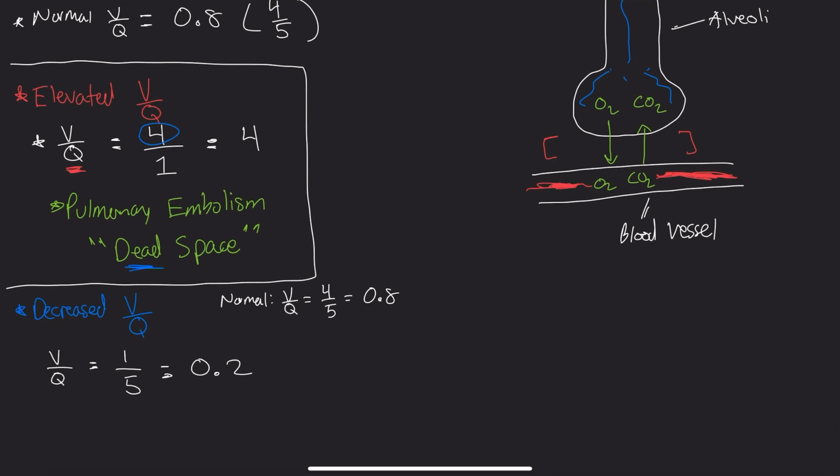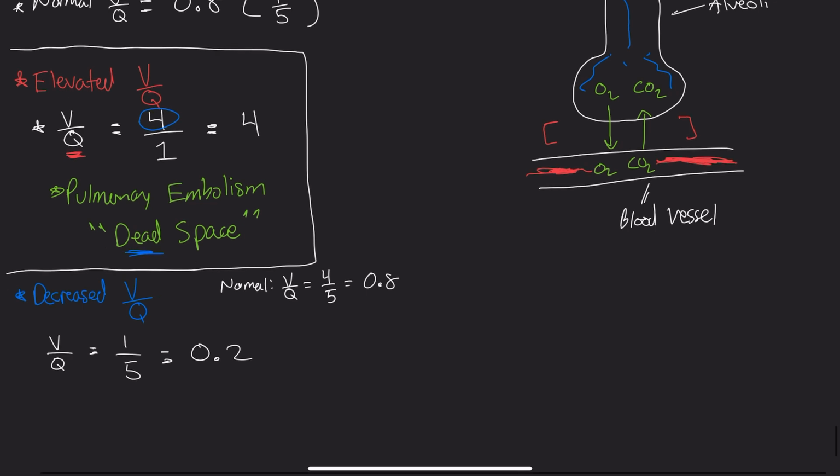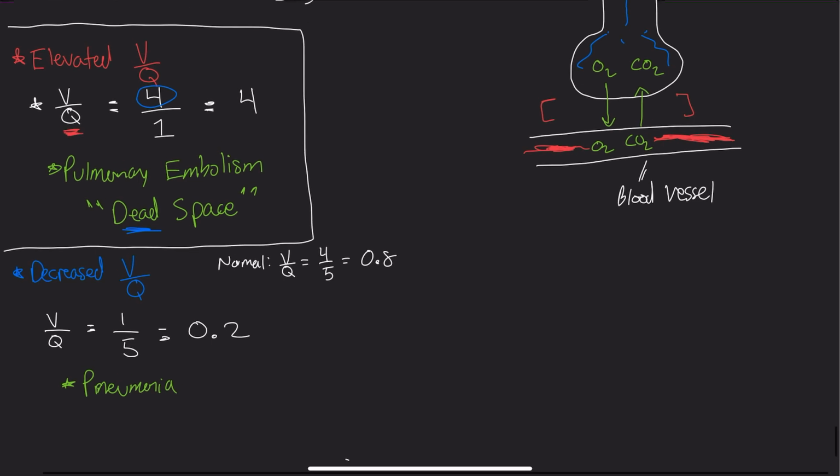So on your exam, a lot of times with dead space and elevated VQ, it's pulmonary embolism. It's always some kind of clot. This one could be several different lung disorders. I think a frequent one that we typically talk about is pneumonia. Pneumonia could be a test question where you could see a decreased ventilation perfusion ratio. And this one's also called shunt. So remember, shunt is with decreased, and dead space is with elevated.